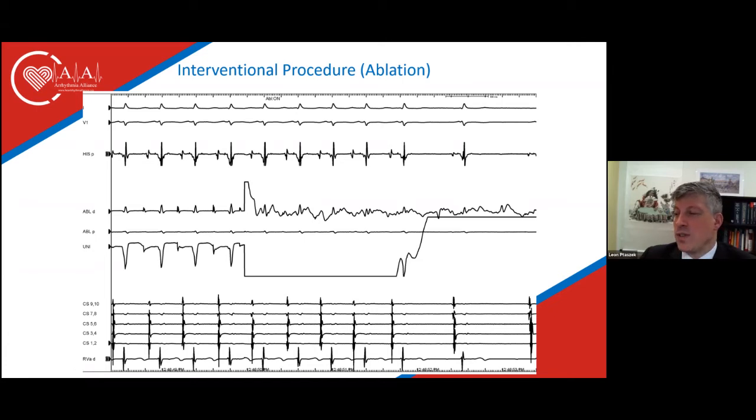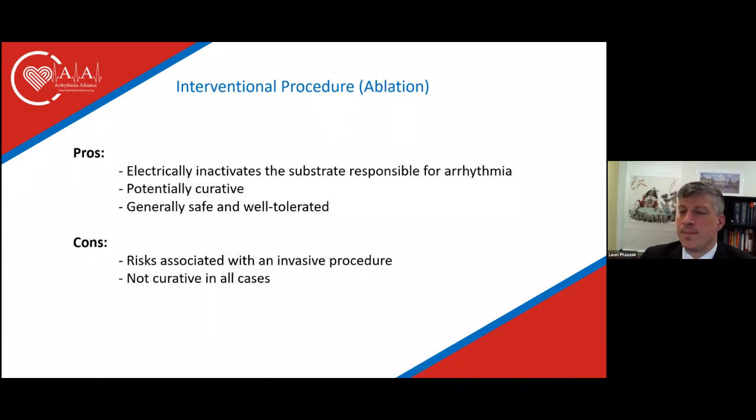And this is a consequence of the fact that during the ablation, the physical substrate that was responsible for the arrhythmia was modified, making it impossible for the arrhythmia to propagate. And so the pros of the invasive interventional procedure, or the ablation, is that you can electrically inactivate the substrate responsible for the arrhythmia, and depending upon the arrhythmia and depending upon the person, is potentially curative.